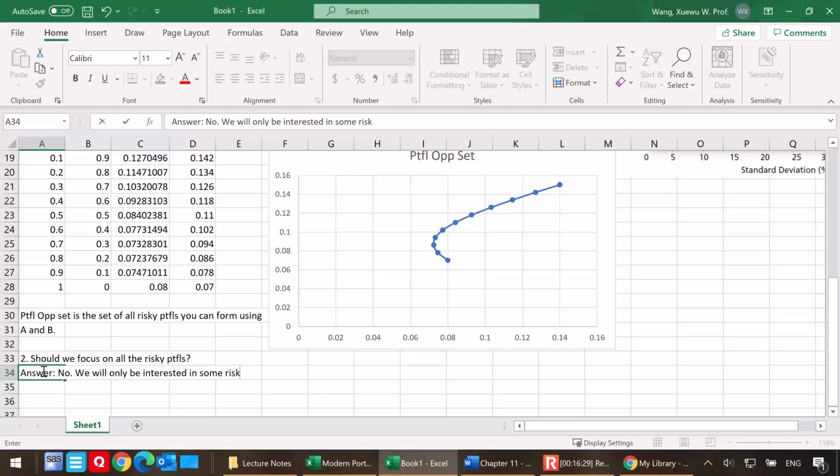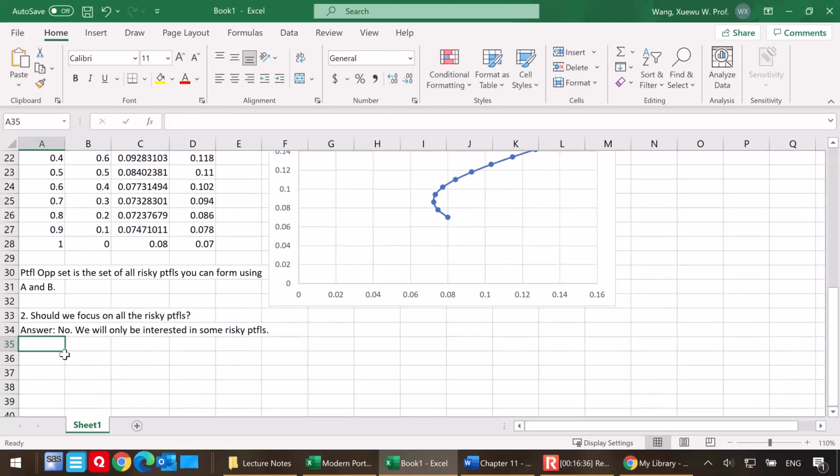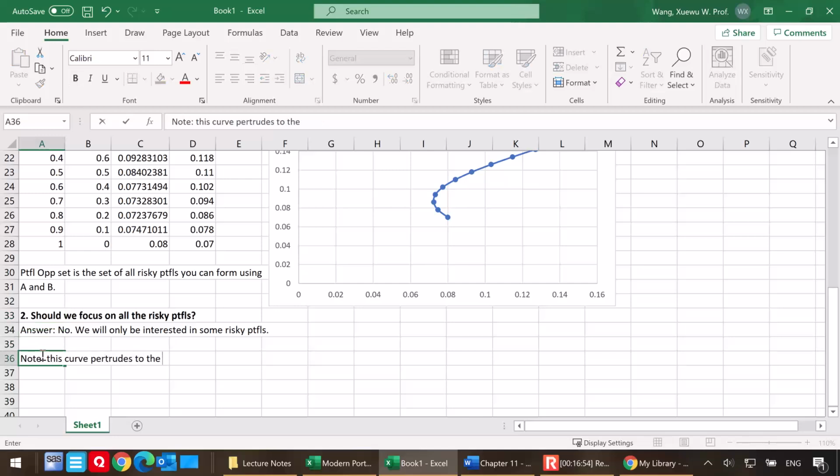Let me provide you with the answer, and let me elaborate in a second. So this is my second question here. Should we focus on all of them? The answer is no. We should only focus on some of them. First of all, notice that this shape or this curve protrudes to the left. So to the left, and there is a leftmost portfolio.